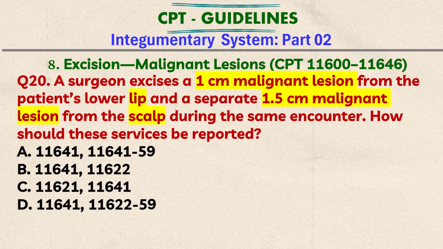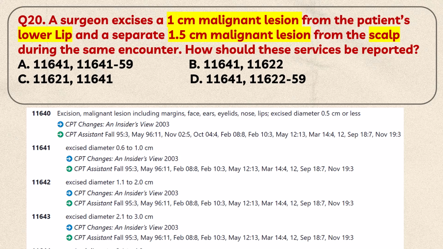Here you have to highlight there are 2 lesions. One is a 1 centimeter malignant lesion on the lip. The other one is a 1.5 centimeter malignant lesion on the scalp. When you look at the answers, all are adjacent codes, so you can use the elimination method in the exam. But for learning purposes, you can use the table of contents or the CPT alphabetic index. Once you go to the codes, you can see 11640 is excision, malignant lesion including margins, face, ears, eyelids, nose, lips. So this code series, in our case, that is the lower lip, 1 centimeter.